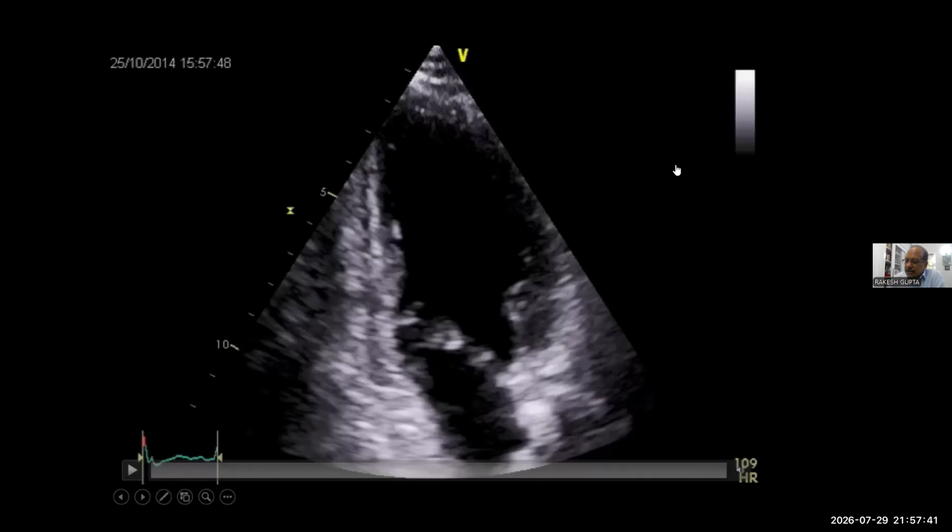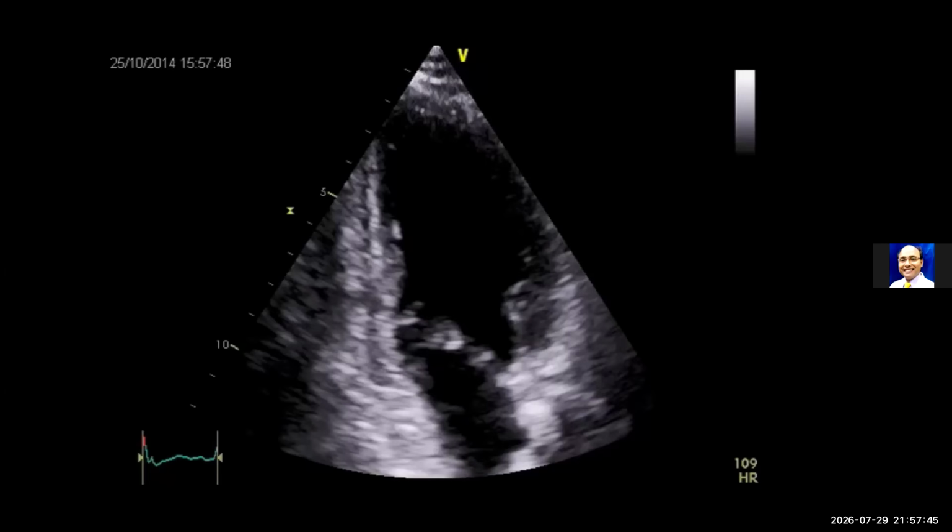Avinash: Sir, good evening. Kindly show some more examples of dyskinetic versus aneurysm and what are their significant values.